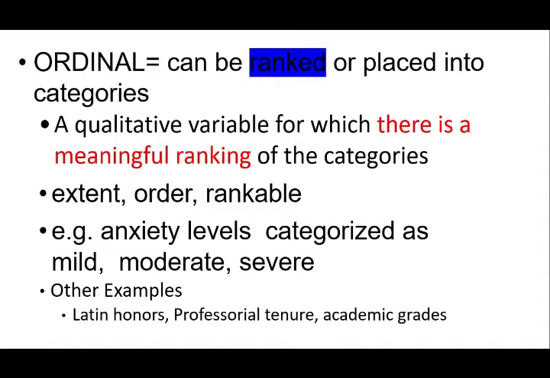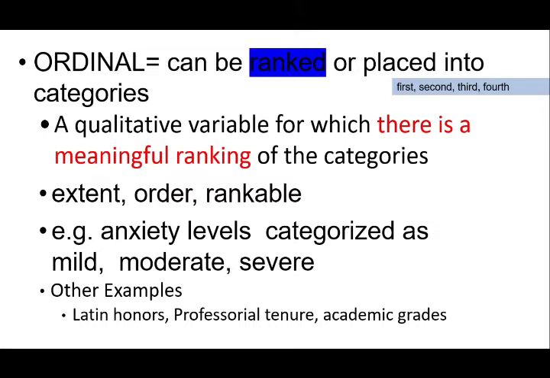Now what about ordinal data? These variables can be ranked or placed into categories. So it is a qualitative variable for which there is a meaningful ranking of the categories. Although there is no meaningful numerical value, one value is higher than the other values. Example, first honors, second honors, third honors, fourth honors. Who is higher? Of course, first honors.